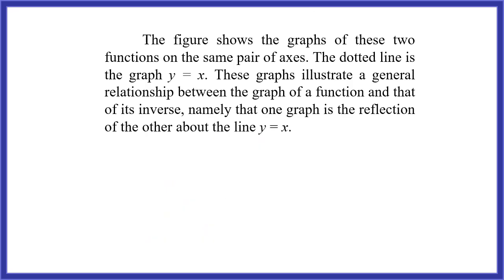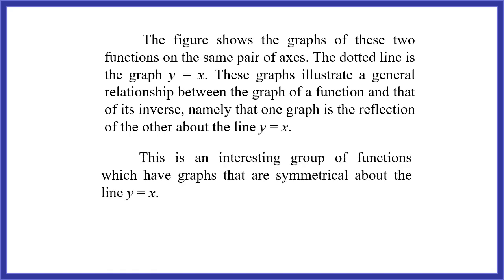The figure shows the graph of these two functions on the same pair of axes. The dotted line is the graph y equal to x. This graph illustrates a general relationship between the graph of a function and that of its inverse, namely that one graph is the reflection of the other about the line y equal to x. This is an interesting group of functions which have graphs that are symmetrical about the line y equal to x. Note that the domain of f is equal to the range of f inverse, and the range of f equal to the domain of f inverse.